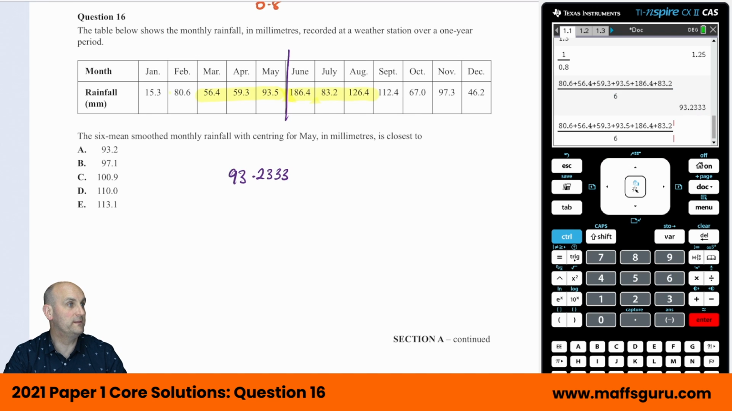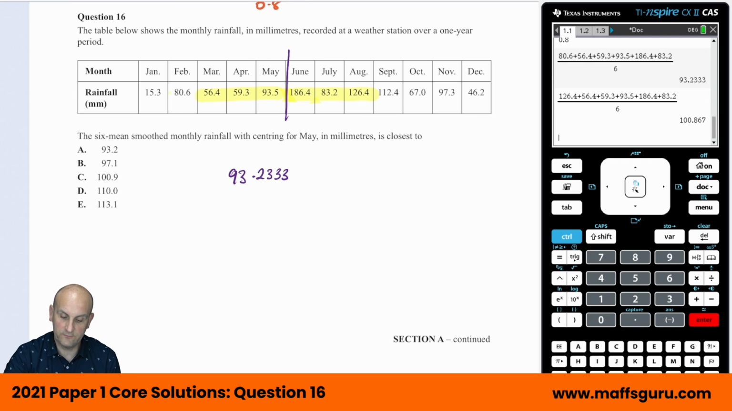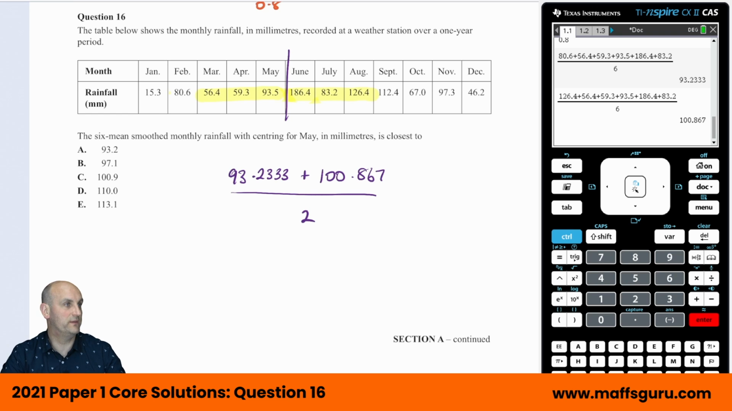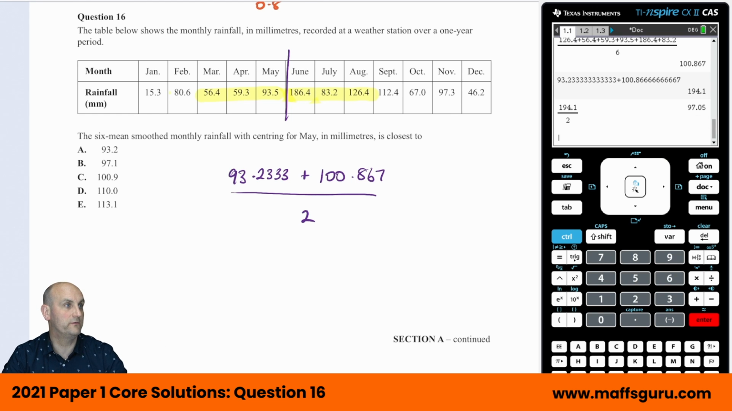So now I'm going to copy that down and edit it. I'm going to get rid of the 80.6 because that's no longer there, but I'm going to put in 126.4. Hit enter. Now that gives me 100.867. How am I now going to do this? I add those two values together and divide by 2. I take the average of those. Notice my calculator has so many more numbers. I'm going to divide that by 2, which gives me 97.05, and because it's looking for closest to, 97.1, B, would be my correct answer.